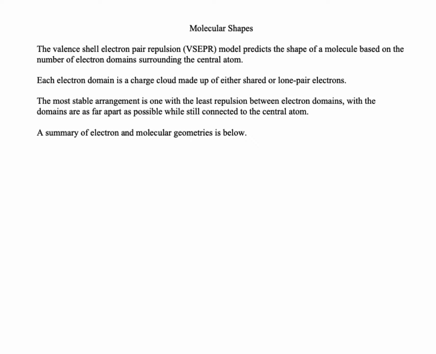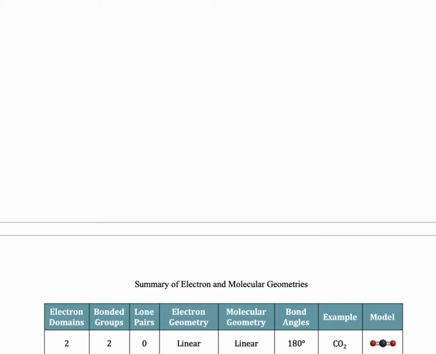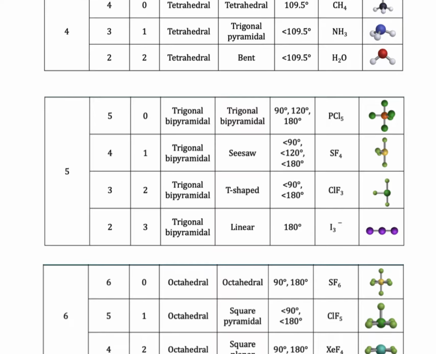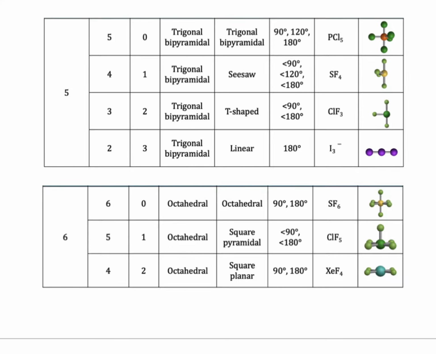A summary of electron and molecular geometries is below. Some of the types we'll encounter will be linear, trigonal planar, and tetrahedral. A linear model is in the shape of a line. This is a picture of the trigonal planar molecule. This is a bent molecule. And this one is a three-dimensional tetrahedral molecule. And there are other shapes shown here as well.